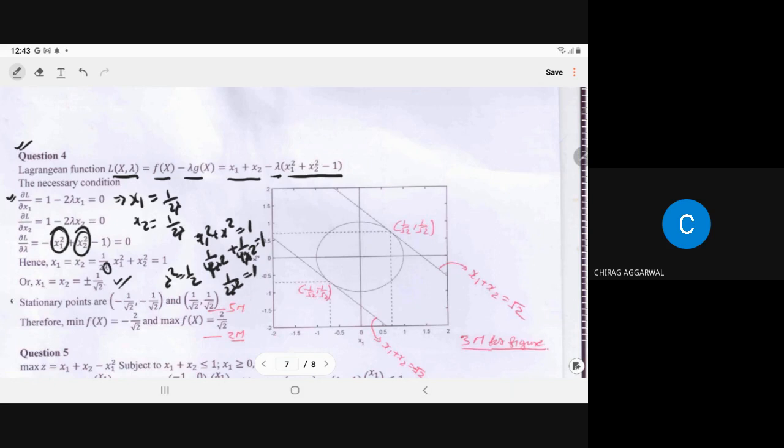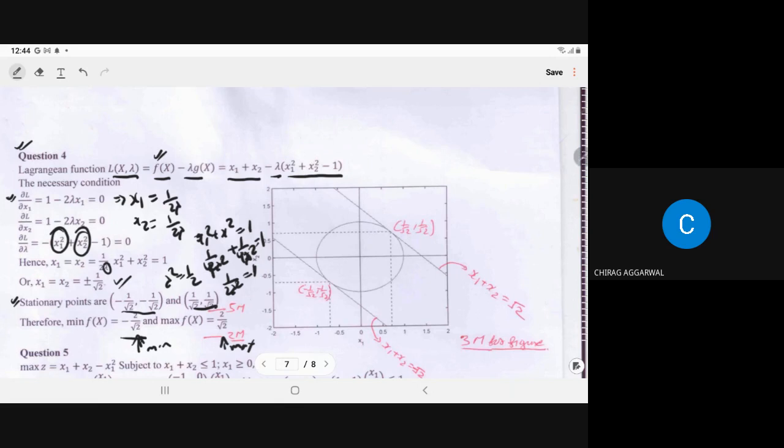So the stationary point will be either minus 1 by root 2, minus 1 by root 2, or 1 by root 2, 1 by root 2. When we put these stationary points in the f, you will get the value of f as minus 2 upon root 2, or plus 2 upon root 2. Naturally, this is the smaller value, so we say it is the minimum, and for this value we say it is the maximum. Important here, we have to show it by the diagram.